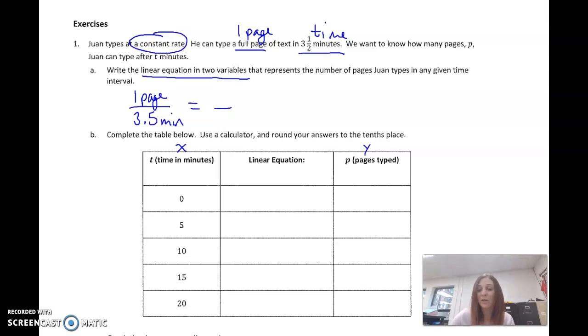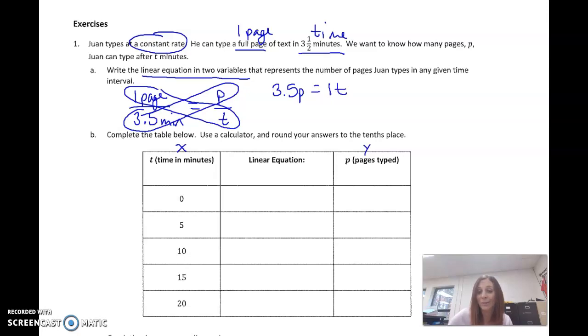Instead of changing my variables at the end, I'm going to write them this way now. My y is pages, so that comes on top. My x is time, so my t comes at the bottom. Now I can do my cross products to solve for p, which is the y, the dependent variable in this case. So I'm going to go 3.5 times p equals 1 times t.